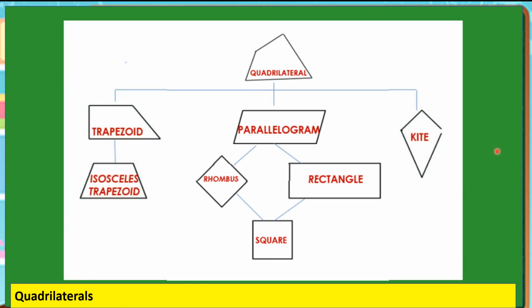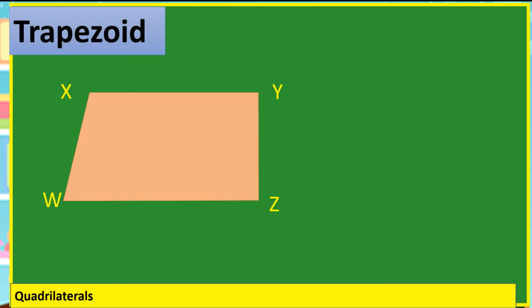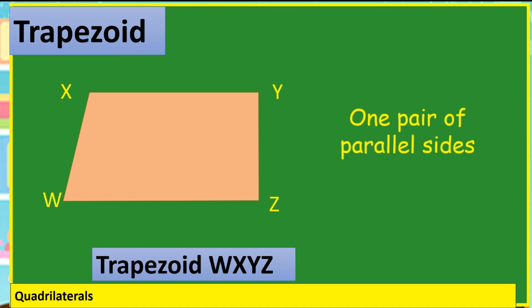So, those are the kites and the trapezoid. So, let us discuss the trapezoid. So, given this trapezoid WXYZ, one pair of parallel sides. So, kapag trapezoid, meron daw one pair na parallel side. So, ano ba yon? So, dito sa ating given trapezoid, XY is parallel to WZ. So, itong arrow na to indicates parallel sides.